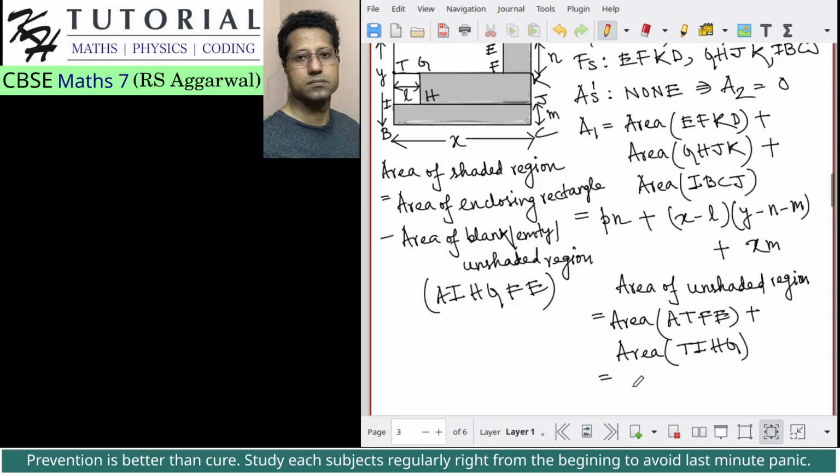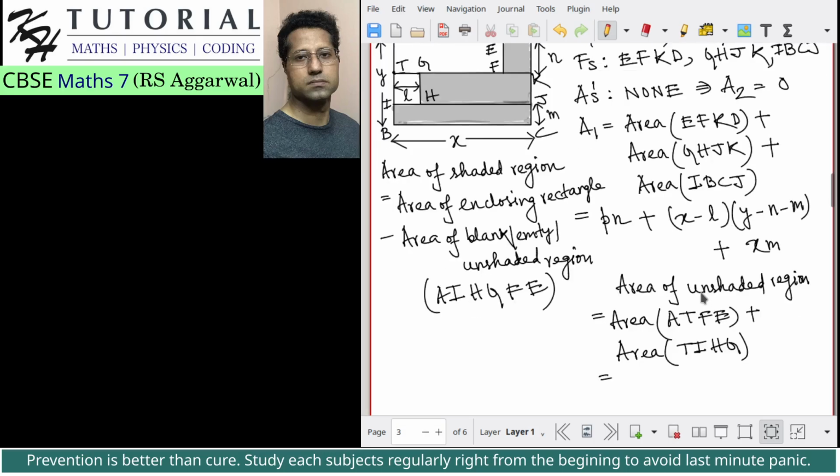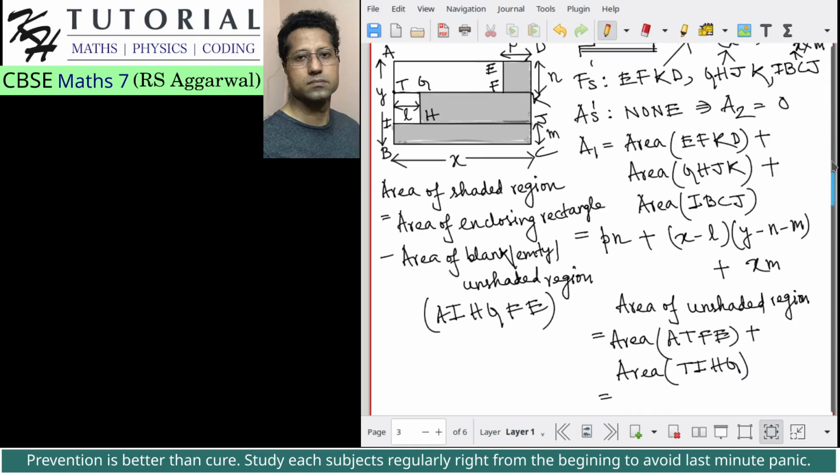Okay, so what will be the area of ATFE? For the rectangle ATFE, its length is x minus p. And what is its width? Its width is n. Okay, so this is the area of rectangle ATFE.